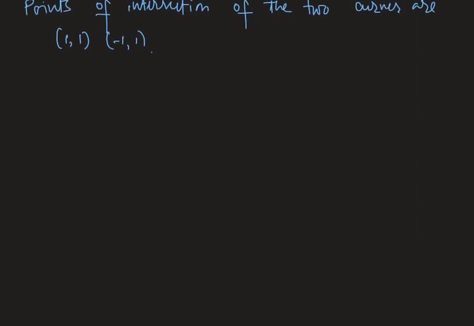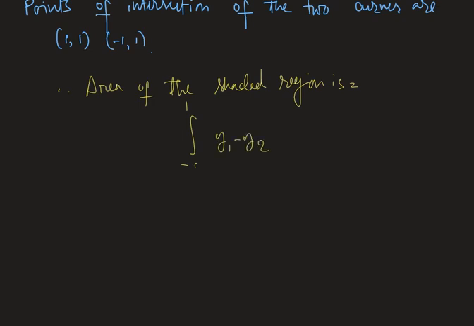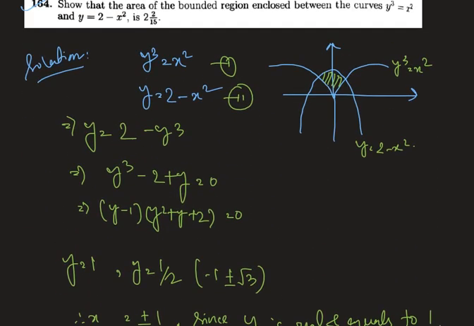Therefore, the area of the shaded region equals the integration from minus 1 to 1 of (y1 minus y2) dx, where y1 is 2 minus x square and y2 is x to the power 2/3.